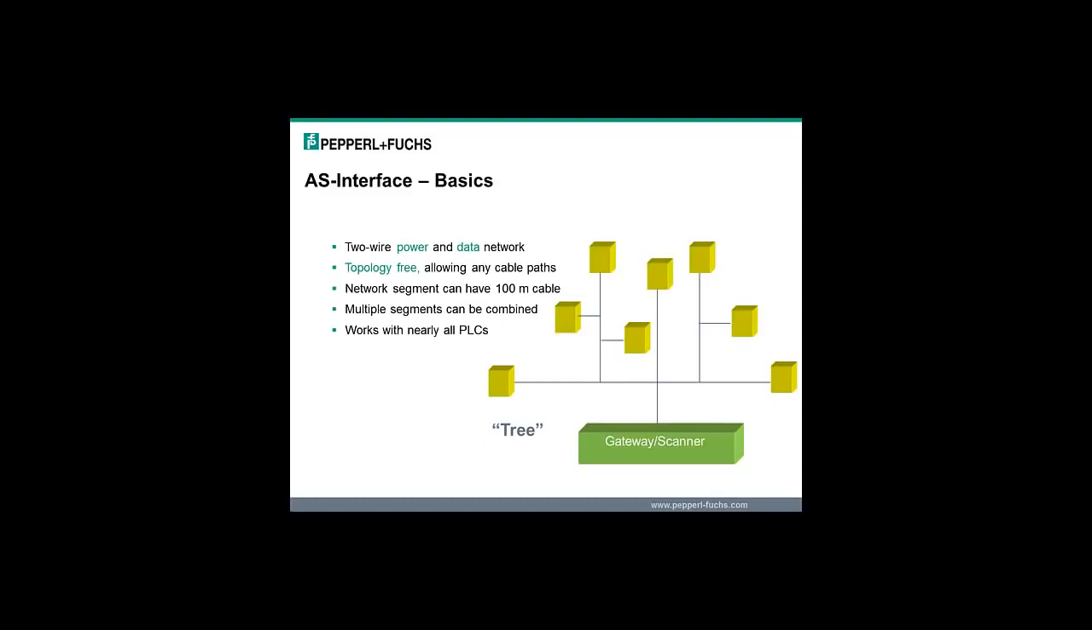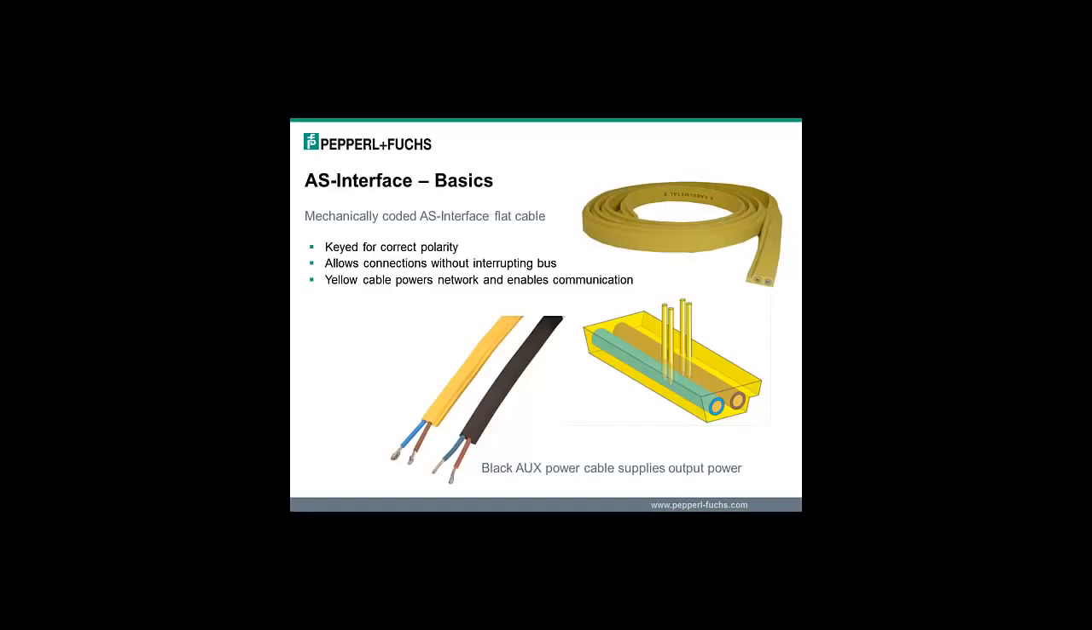A gateway or scanner card brings the input data into the PLC and allows the PLC to set outputs on the modules. By far, the most common, easiest, and fastest way to install an AS Interface system is by using the famous mechanically coded flat cable to ensure correct connection polarity. Generally, you can connect and remove AS Interface devices from the network without interrupting communication.